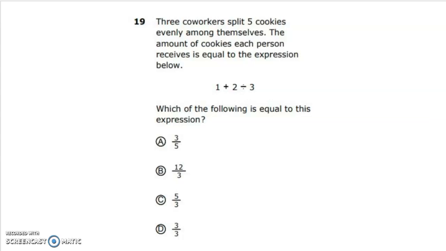19. 3 coworkers split 5 cookies evenly among themselves. The amount of cookies each person receives is equal to the expression below. 1 plus 2 divided by 3. Which of the following is equal to this expression? A. 3/5. B. 12/3. C. 5/3. D. 3/3.